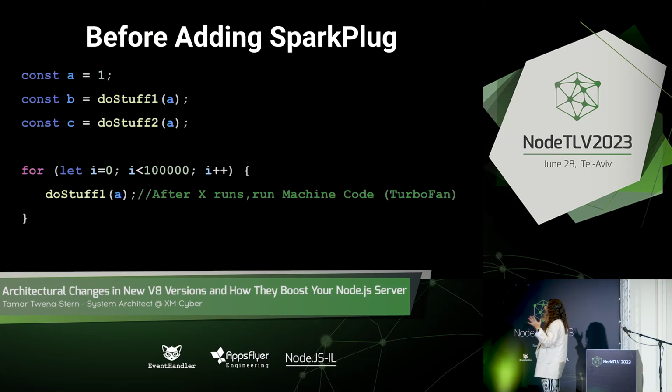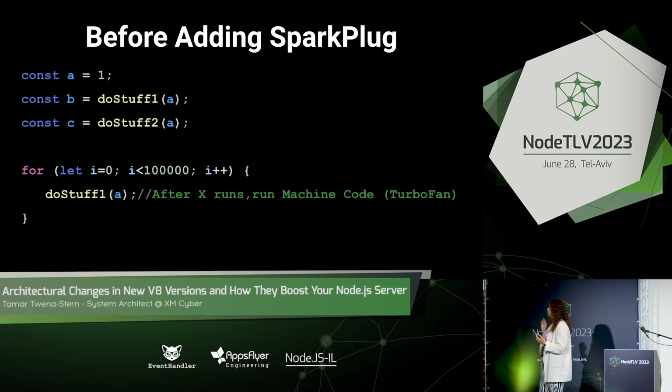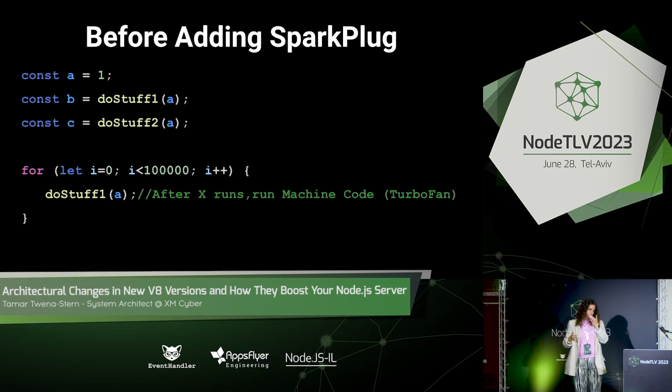I wanted to give you a small example to understand what happened before SparkPlug and after SparkPlug was added. So let's look at our code. We have variable A, and we have doStuff1 and doStuff2. Before SparkPlug, everything was bytecode, and the engine underneath translated that bytecode to machine code. And only after a large N of executions, TurboFan generated an optimized binary.